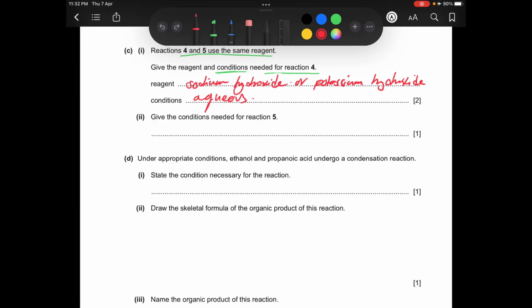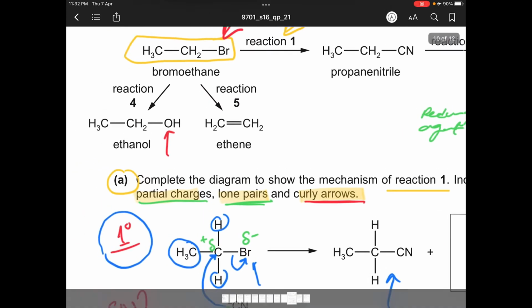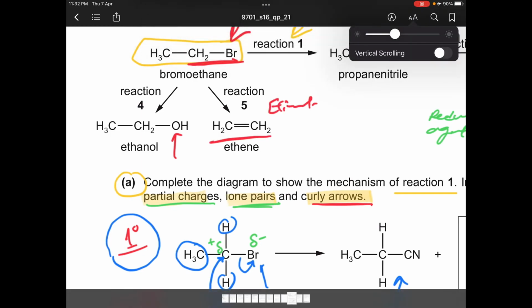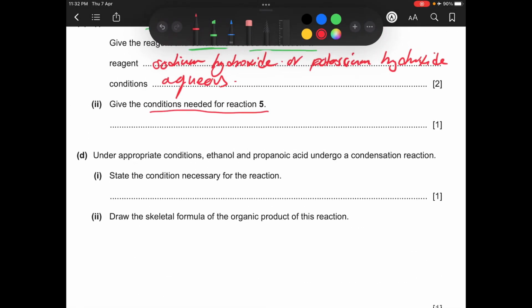For reaction 5, give the condition needed for the reaction. As we can see, you have a halogenoalkane and it turns into a double bond, so this reaction is called elimination. We have the same reagent, but the condition here is different. The condition to make elimination the process is using ethanol as solvent. So the conditions are ethanol and heat.